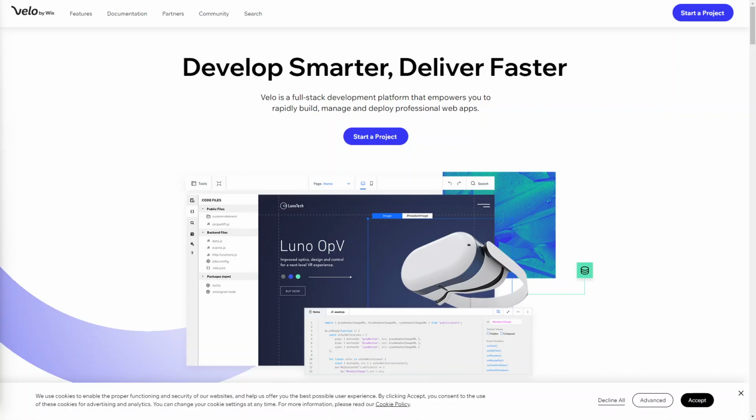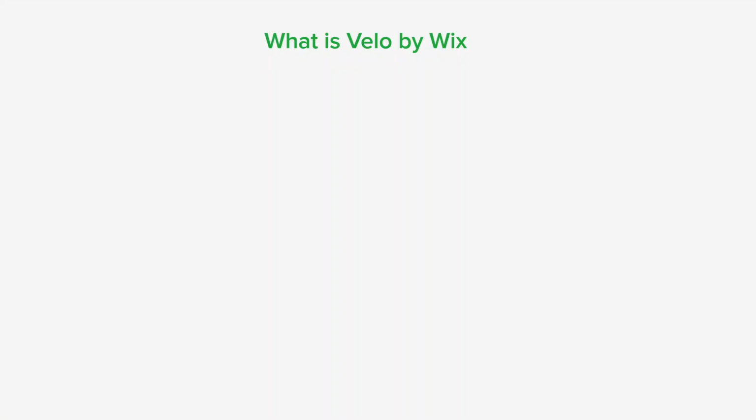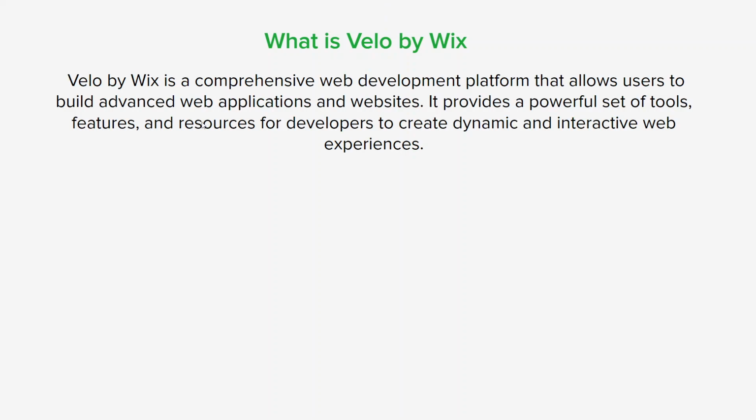So, what is Velo by Wix? Velo by Wix is a comprehensive web development platform that allows users to build advanced web apps and websites as well. It provides a powerful set of tools, features, and resources for developers to create dynamic and interactive web experiences. Velo by Wix is built on top of Wix, which is a popular cloud-based website builder, but Velo takes the development capabilities to a higher level by providing a full-stack development environment. It allows developers to access the underlying code, customize applications using JavaScript, and interact with databases and APIs.